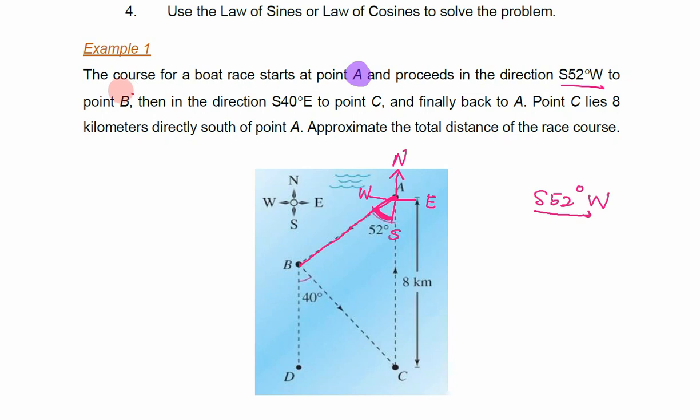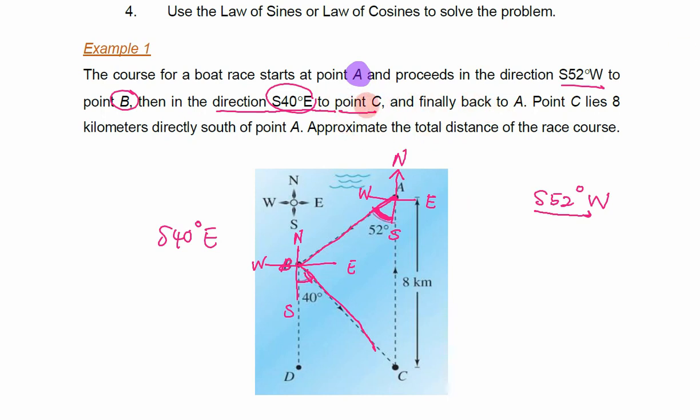And then for point B, the direction is south to east to point C. So you have B, and this is the compass: north, west, east, south. It says south 40 degrees east, from south 40 degrees toward east. We don't know where point C is, but we know this is the line. Then the next information given.